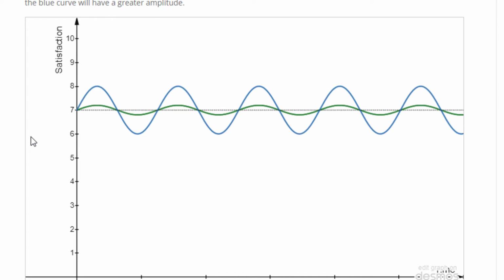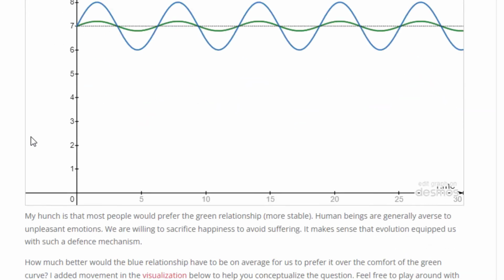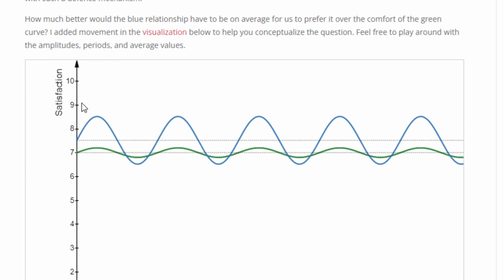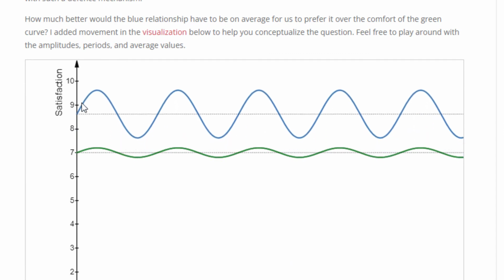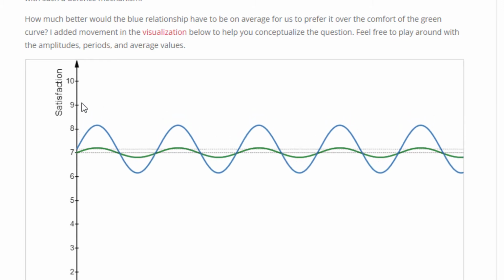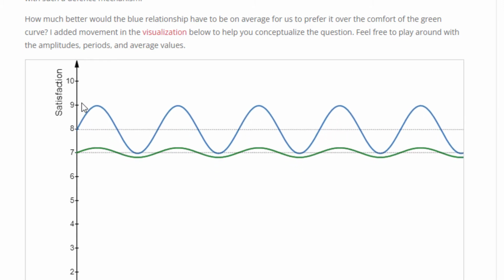They average out to the baseline of 7. However, here the baseline would be 9 at its highest point. So you have a higher satisfaction at all points. And still, some people might prefer the green one.